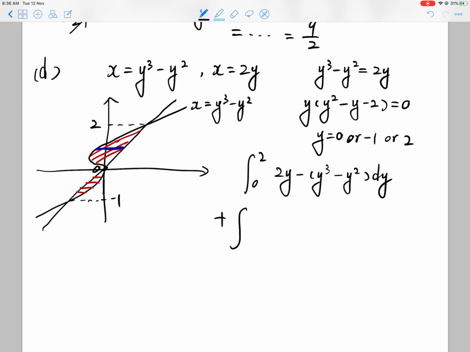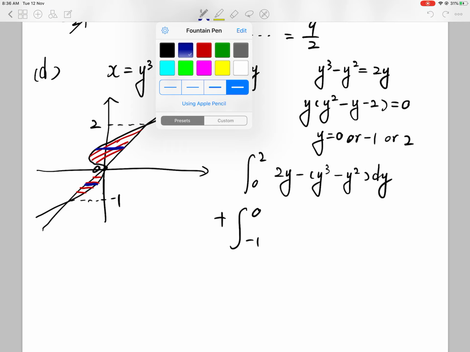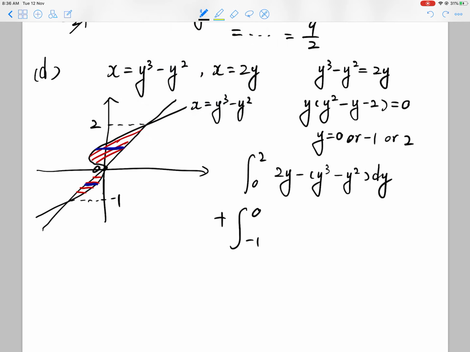Plus, then from negative 1 to 0, this length is the right side minus the left side. Now the right side is the curve, the left side is the straight line. Then you do the calculation by yourself. It's 5/12.